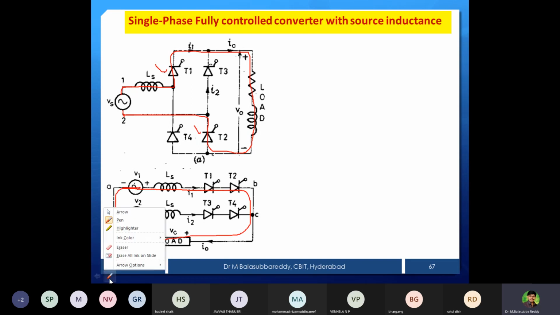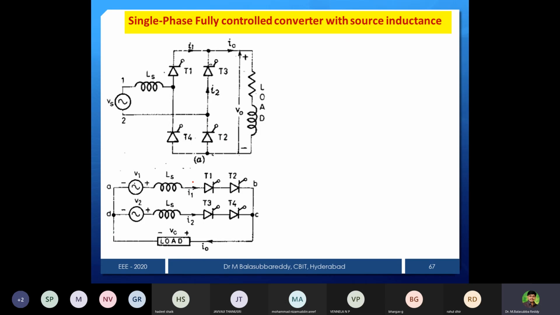In that loop, whatever current is passing, I am considering as I1 current. At the first instant it is the total I1 current. At the next instant, let us consider I2 or I3, because thyristor T3 is there. That is why some books represent it as 3 also. Only the convention differs, anything is fine. I1 plus I2 or I1 plus I3, both are equal to the total current I0.